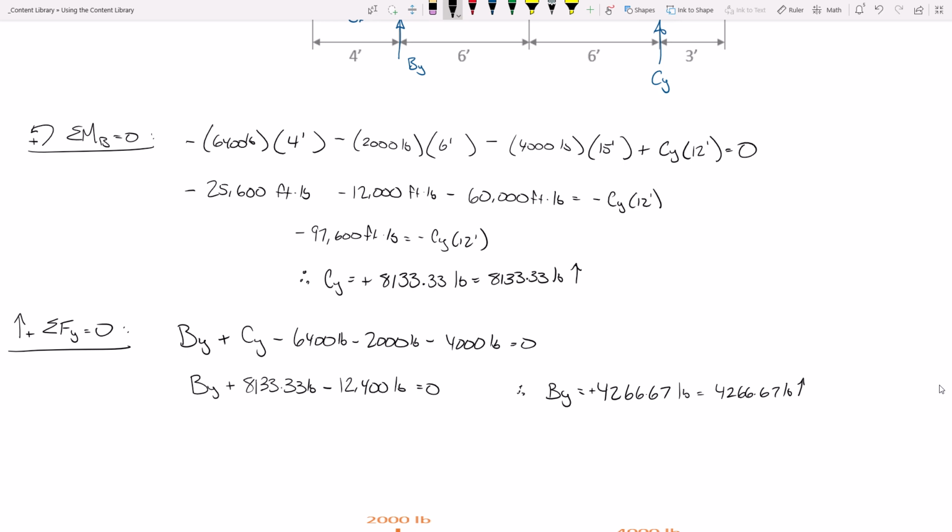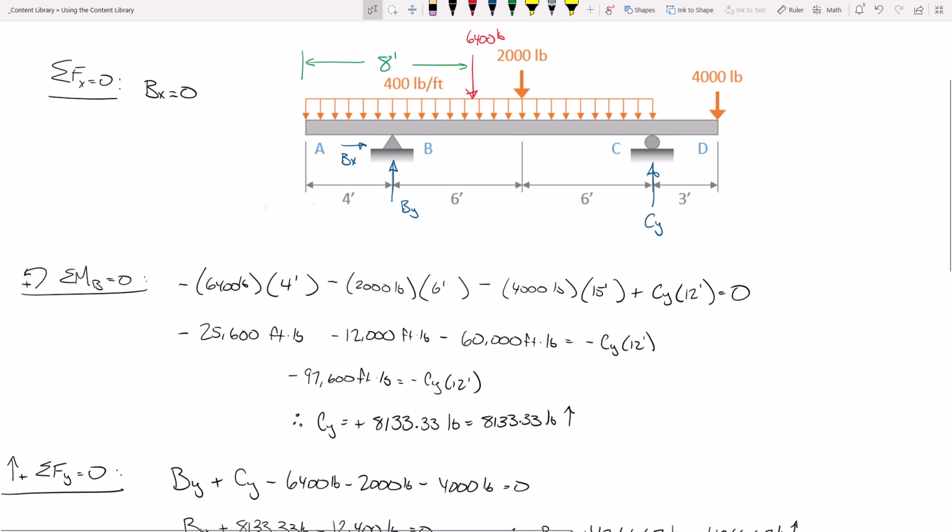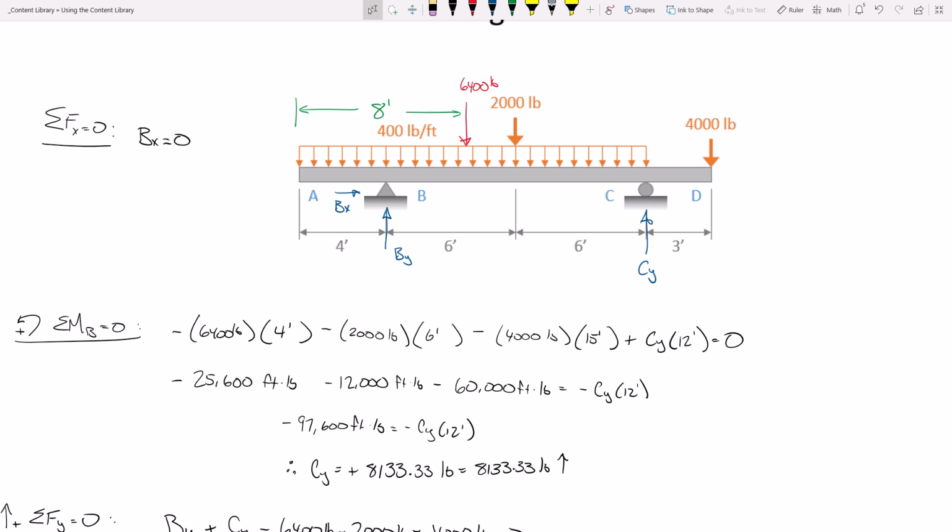Okay. Everybody's been a little quiet during this example, so I'm going to take a step back and ask, does anybody have any questions about this? Is this bringing it back? Or don't hesitate if you got a question. So the 6,400 came from taking this distributed load and collapsing it into a point load. And so the beam is experiencing a 400 pound per foot load over a total distance of 4 plus 6 plus 6, 16 feet. So 400 times 16, that's the 6,400.